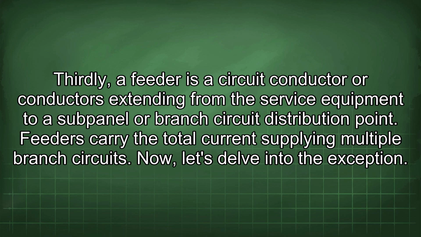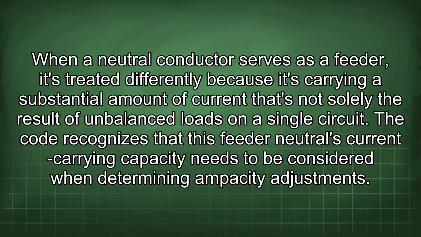Now let's delve into the exception. When a neutral conductor serves as a feeder, it's treated differently because it's carrying a substantial amount of current that's not solely the result of unbalanced loads on a single circuit. The code recognizes that this feeder neutral's current-carrying capacity needs to be considered when determining ampacity adjustments.